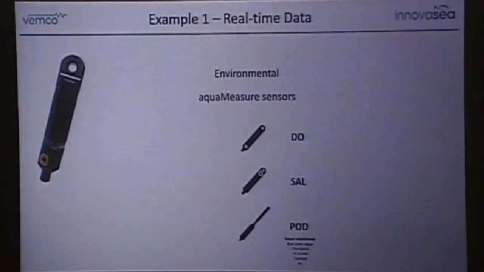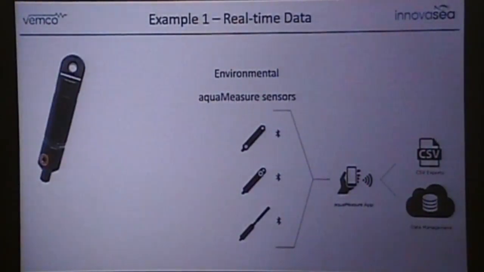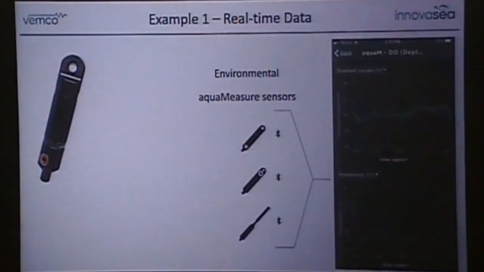So these sensors are environmental aqua measure sensors. You can measure DO, salinity, but also use other pods that can measure green algae, chlorophyll, oil, turbidity, etc. And these devices can be downloaded with a mobile app, and you can export CSVs or manage it in a cloud-centric database. And then on your mobile app, it will look something like that. So these sensors always have temperature and tilt included, plus the sensor of your choice. And in this example, that's DO. So that's what it looks like when you recover your data.